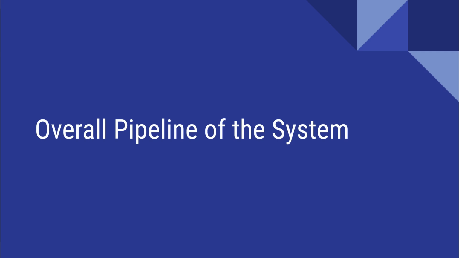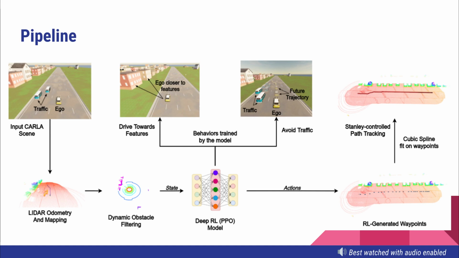We will now discuss the complete pipeline of our system. A scene in Kala simulator containing an ego vehicle along with traffic vehicles is the required input scene. We send the data from the ego car's perception system, which is a 3D LiDAR, to the LiDAR odometry and mapping algorithm, or LOM for short, which performs SLAM in the LiDAR setting and outputs an odometry. We filter dynamic obstacles from the scene at this stage and obtain the state of the RL model.